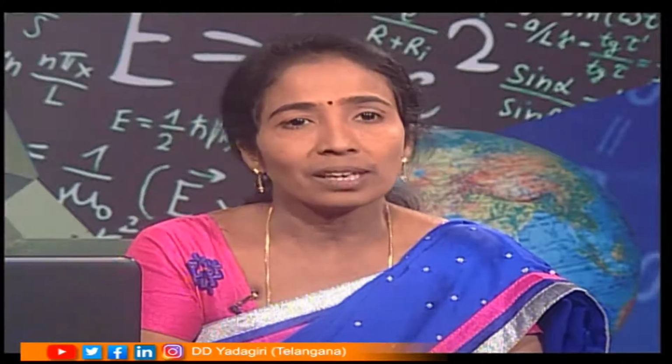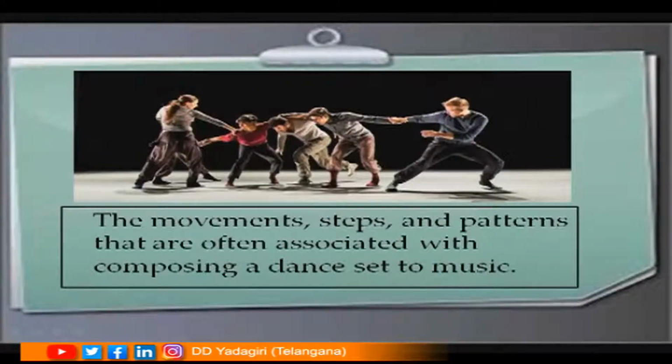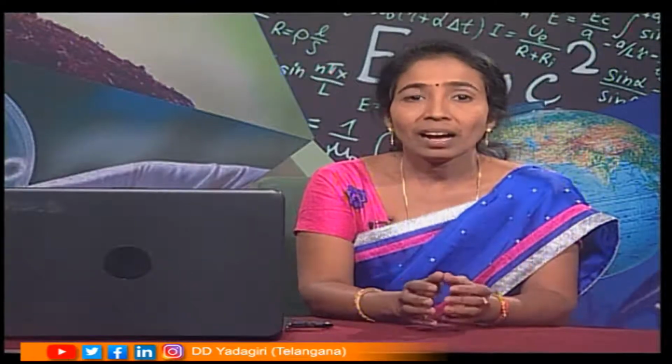Okay. Now, let us see what is choreography. The movements, steps and patterns that are often associated with composing a dance set to music is known as choreography. Choreography is related to movements or performance on a stage according to the music in sequential order. To perform this, as I said earlier, we have to put it on paper. Now, this is the script writing of choreography. As a part of your paper you have to write the script, and there are certain rules and regulations to be followed to write the script of a choreography.